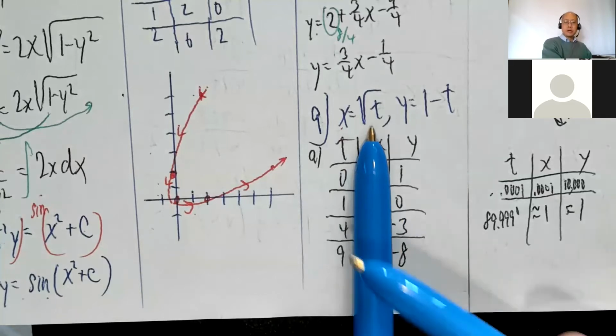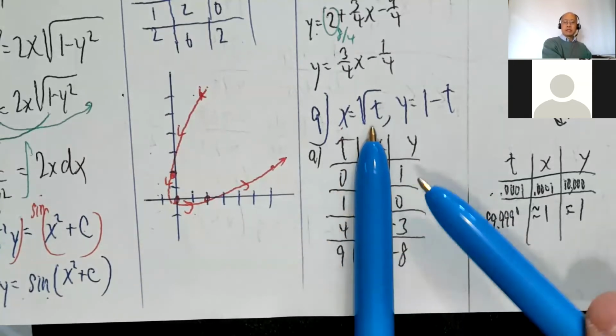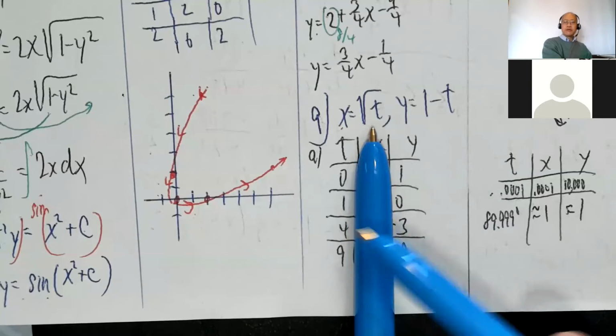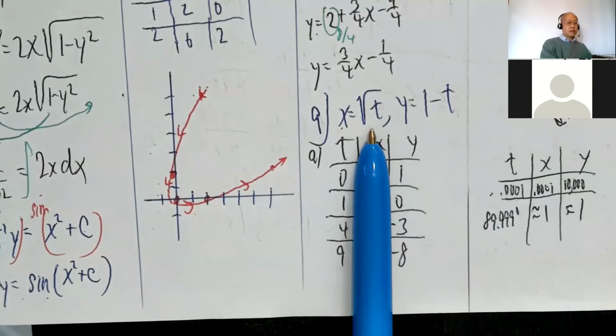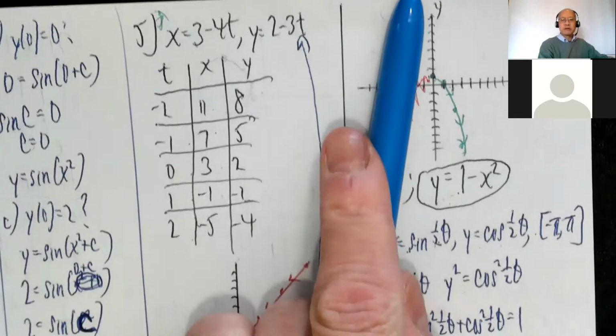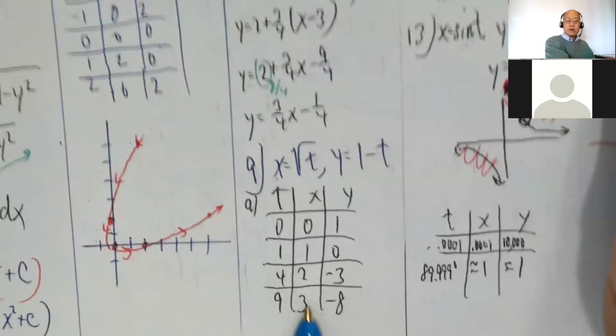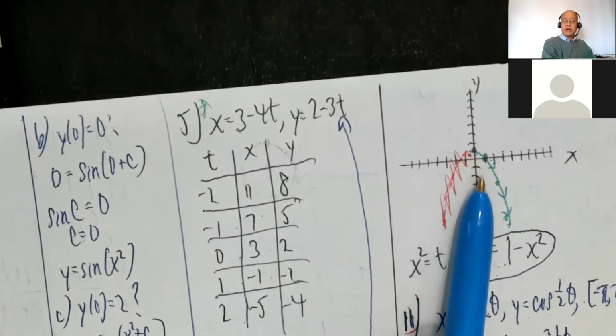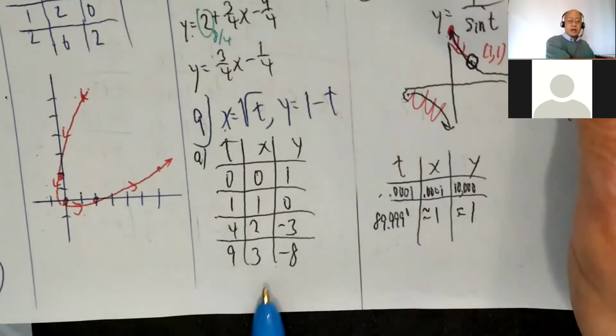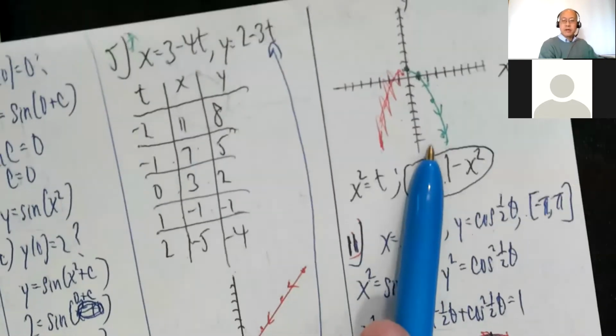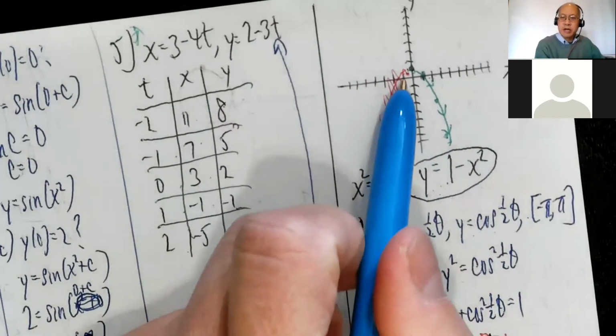Okay, y is 1 minus t, so cover this up. 1 minus 0 is 1. 1 minus 1 is 0. 1 minus 4 is negative 3. 1 minus 9 is negative 8. And I graph those. In green here, if you can see the green, the points are 0, 1; 1, 0; 2, negative 3; and 3, negative 8. In green, it's curving down like so.